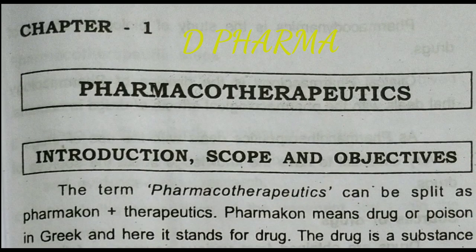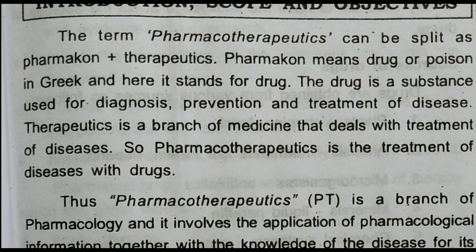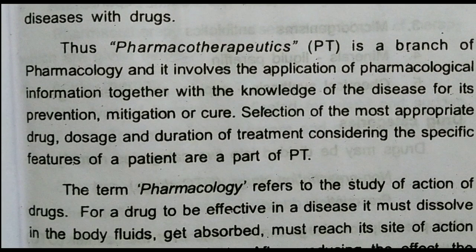फार्माकोथेराप्यूटिक्स। इसमें हम लोग पढ़ेंगे इंट्रोडक्शन, स्कोप एंड ऑब्जेक्टिव के बारे में। The term pharmacotherapeutics can be split as pharmacon plus therapeutics. Pharmacon means drug or poison in Greek word, and here it stands for drug. The drug is a substance used for diagnosis, prevention, and treatment of disease. Therapeutics is a branch of medicine that deals with treatment of disease. So, pharmacotherapeutics is the treatment of disease with drugs.